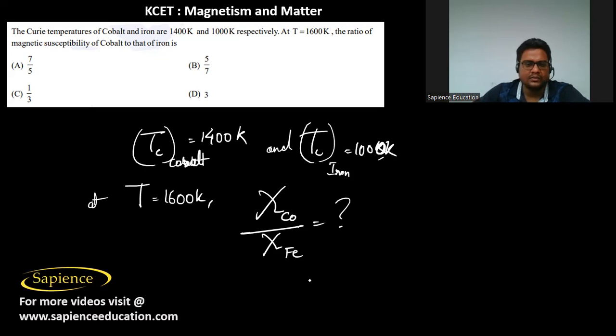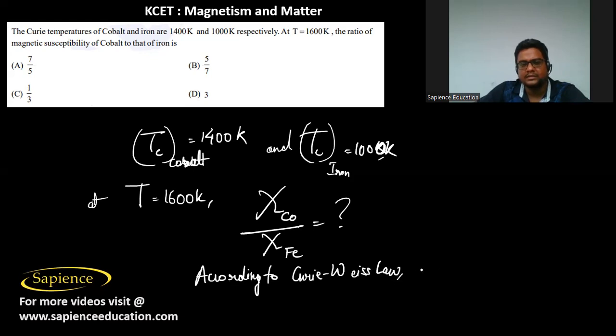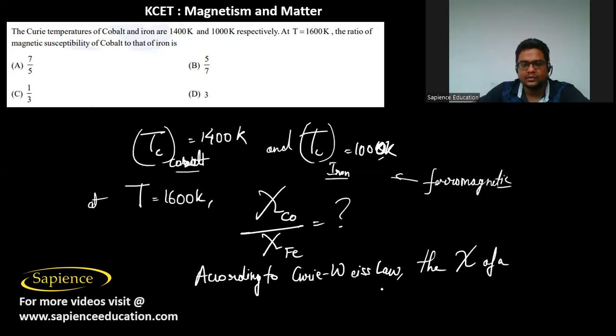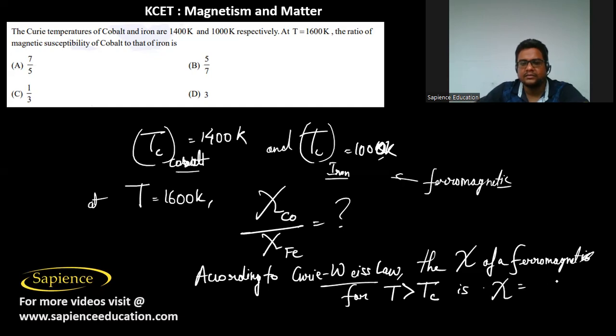Now we know that according to the Curie-Weiss law, since both cobalt and iron are ferromagnetic substances, the magnetic susceptibility of a ferromagnet for any temperature greater than the Curie temperature, T greater than Tc, is given as chi equals C by T minus Tc, where C is called the Curie's constant.